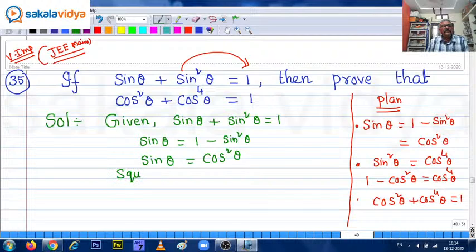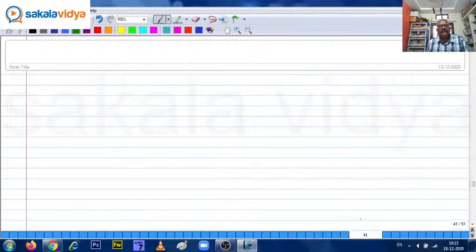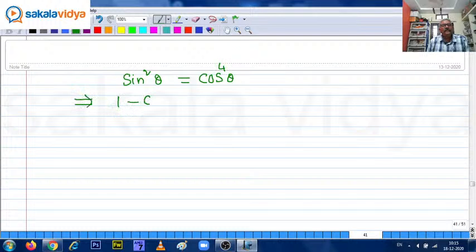Squaring on both sides. So I am elaborating my idea, that's all. That means sin theta whole square equals cos square theta whole square. So now we get sin square theta equals cos theta power 4. This sin square theta we can write as 1 minus cos square theta equals cos theta power 4.